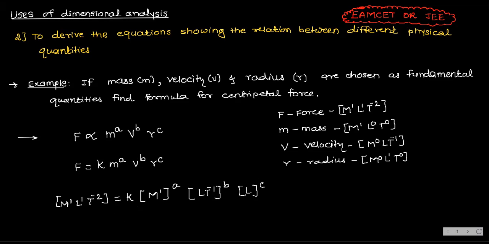Now next step, see here. K into M power 1 whole power a means M power a. Next, L power b, T power minus b. We have kept the power inside. And this is L power c. And this side you are getting M power 1, L power 1, T power minus 2. Understood?